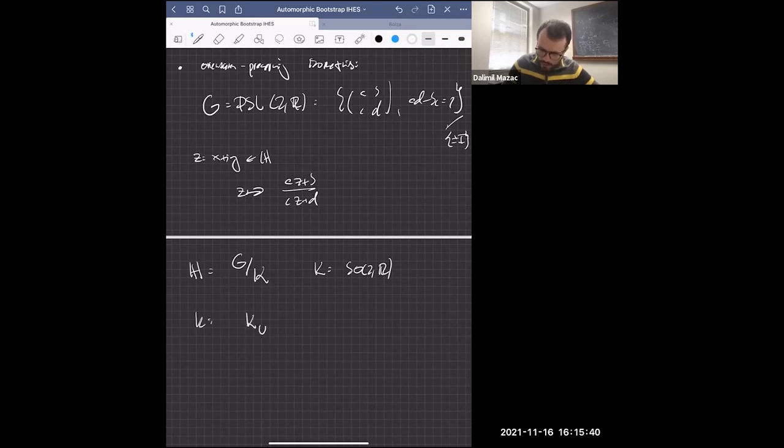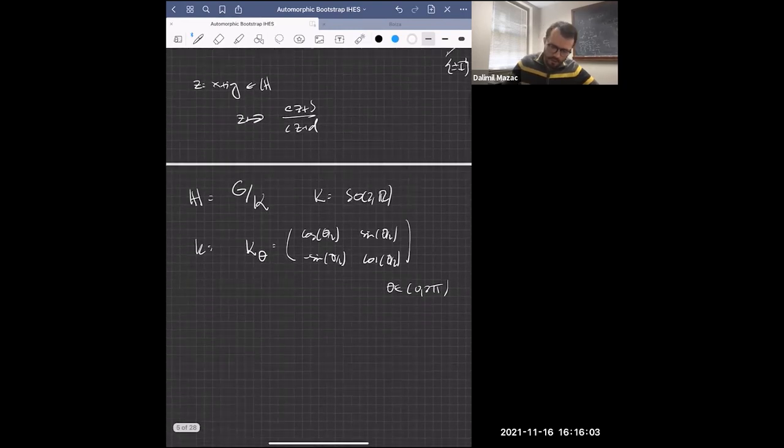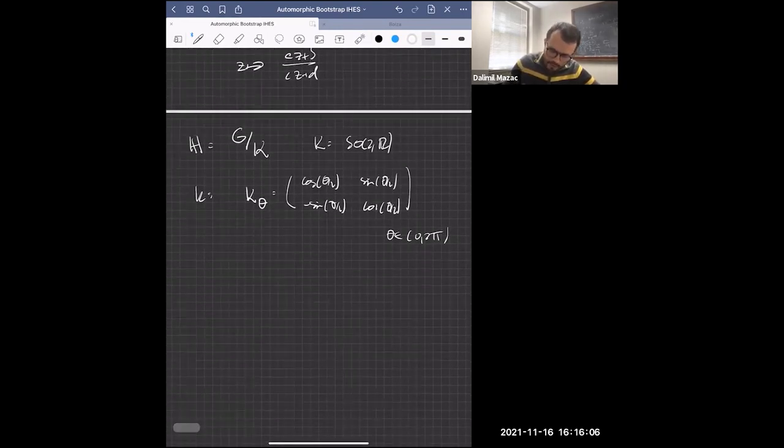So K consists of matrices. Let me denote an element of K by k theta. It's parameterized by an angle, and it's just cos theta over 2, sine theta over 2, minus sine theta over 2 and cos theta over 2. And these matrices fix z equals i. Of course, you can restrict theta to be between 0 and 2 pi because you're quotienting by minus identity. This subgroup fixes z equals i and sort of rotates around z equals i. That's why the upper half plane is the quotient of G by K.